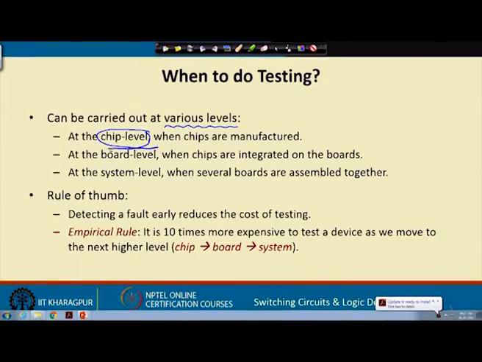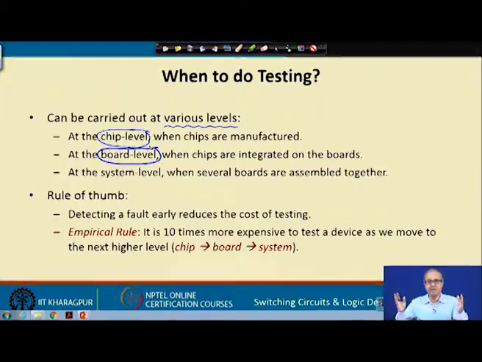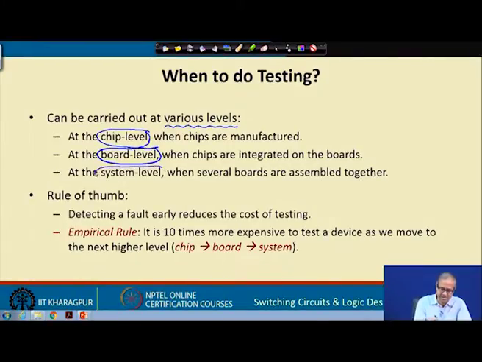When several such chips are integrated on a printed circuit board, we can carry out testing at the board level. And when you build a more complex system, there can be several such printed circuit boards that make up a system. When several boards are assembled together, we can finally test at the system level. But as we move up the hierarchy, as the system becomes more and more complex, the problem of testing becomes more difficult. Testing a single chip may be easier, but when I have a system which consists of 1000 chips and it is not working, testing that 1000 chip assembly is a much more complex problem. This is something you have to understand.